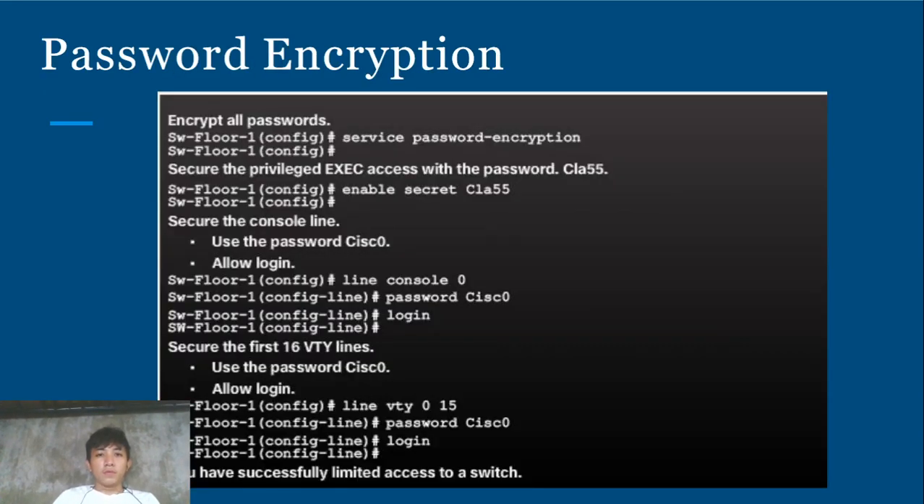Then for password encryption, all you have to do is put the command service password-encryption, like this one: enable secret class, line console password Cisco. If you put service password-encryption, it will all be encrypted. To determine that you successfully used service password-encryption, put the command show running-config and it will show you the encrypted password that you put.